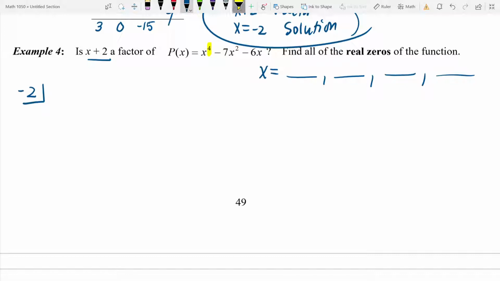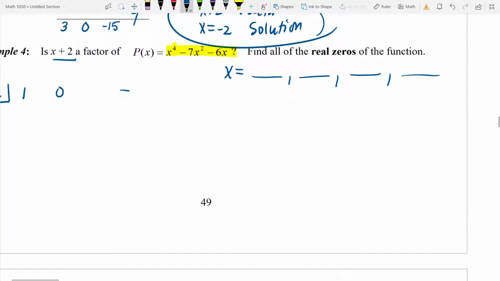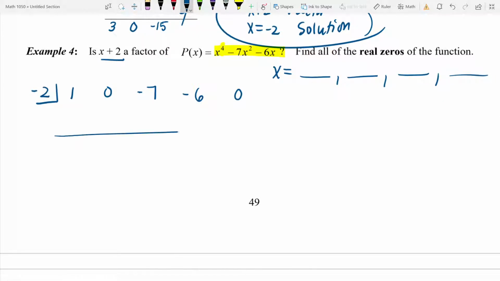Now, this one's tricky. You have to be careful. You are missing an x to the third. So you have to fill in a 0 on the x to the third. So look, you have a 1x to the fourth. You have a 0x to the third. You have a negative 7x to the second. And you have a negative 6x. And you need a constant, which is going to be a 0. Draw your line.